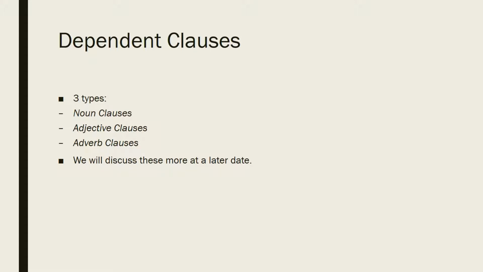And also, there are three types of dependent clauses, and we will discuss these more at a later date, which are noun clauses, adjective clauses, and adverb clauses. All of these different types of clauses act exactly like the part of speech that's in its name. So a noun clause acts as a noun, an adjective clause as an adjective, and an adverb clause as an adverb. But again, we'll talk about this more at a later date.